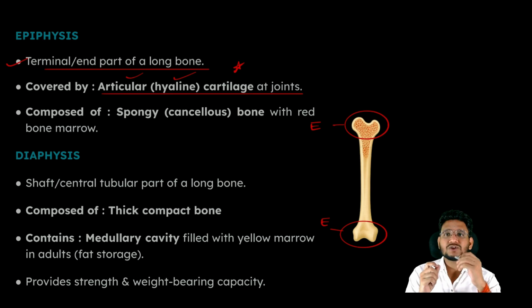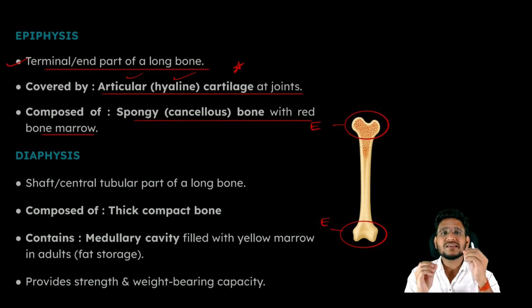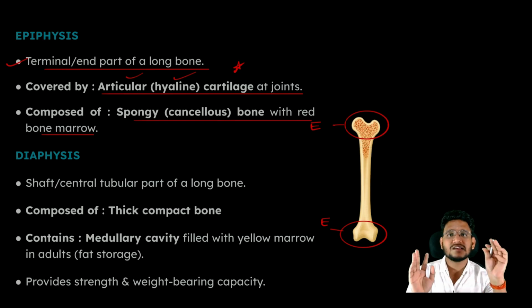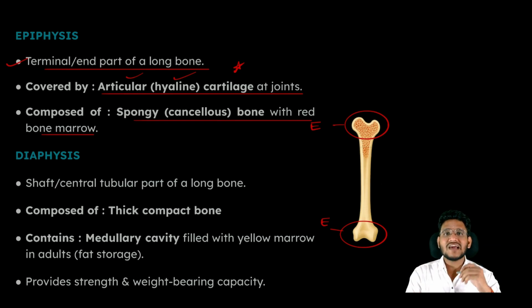The epiphysis is composed of spongy or cancellous bone tissue with red bone marrow. I told you that on the basis of matrix arrangement, whether loosely arranged or compactly arranged, we have two types of bone tissue: spongy or cancellous bone tissue and compact bone tissue. Clear? So the epiphysis is made up of spongy or cancellous bone tissue. Here you can see the matrix is loosely arranged. So this is spongy bone tissue.